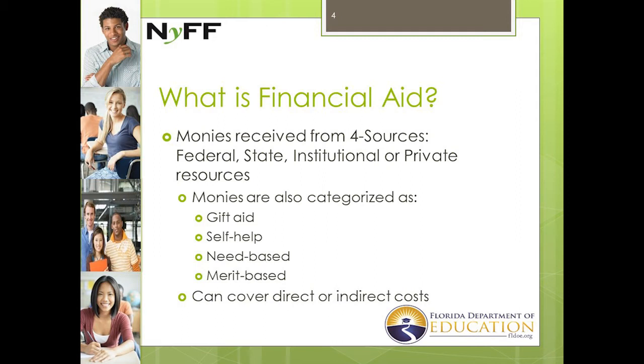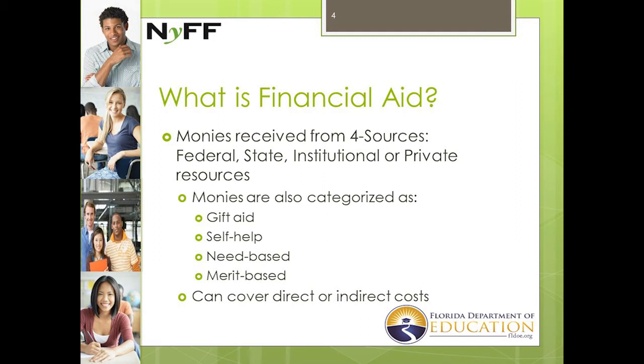Institutional aid are monies offered directly from the post-secondary institutions. Private resources include a variety of private scholarships from various groups such as local employers, national organizations, and community groups. It is important to research and apply for each of these resources.